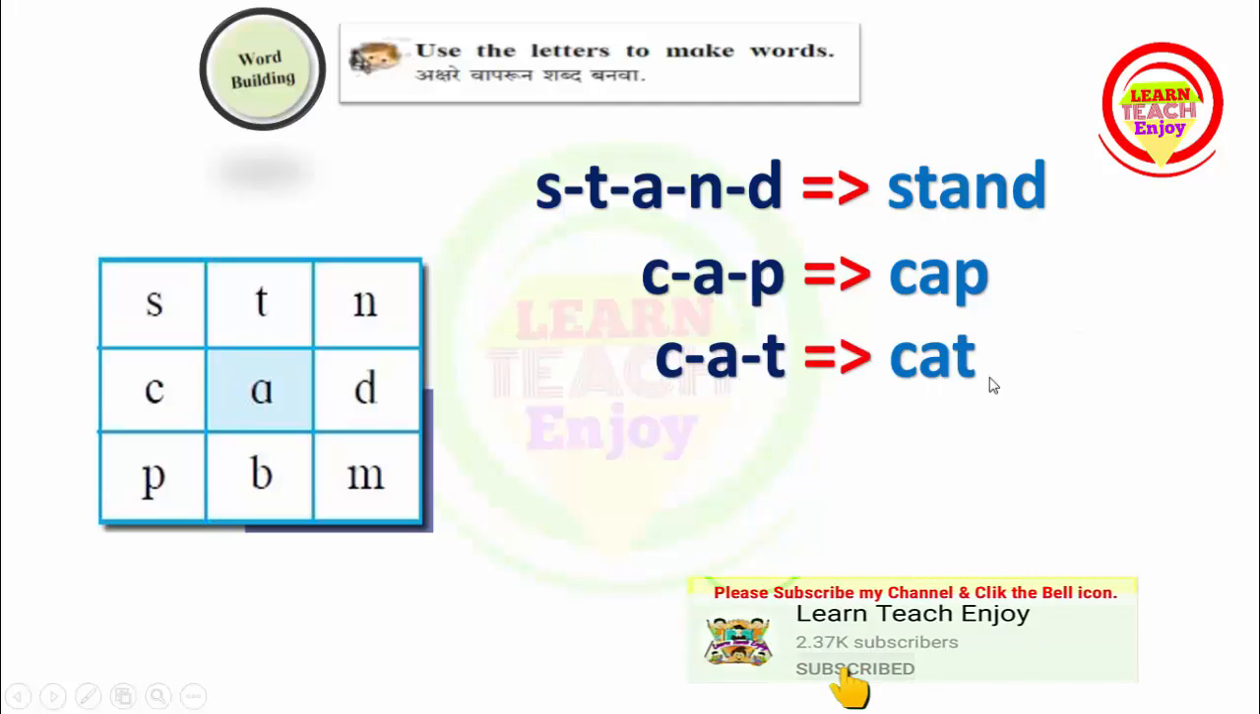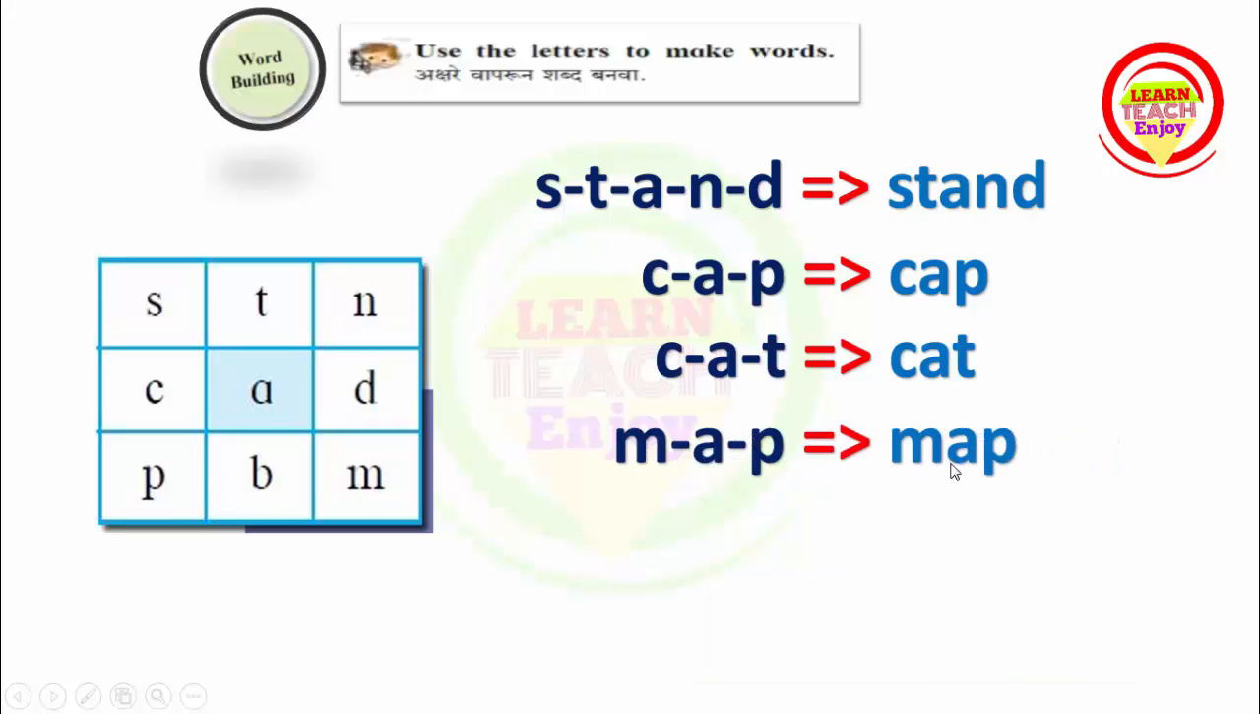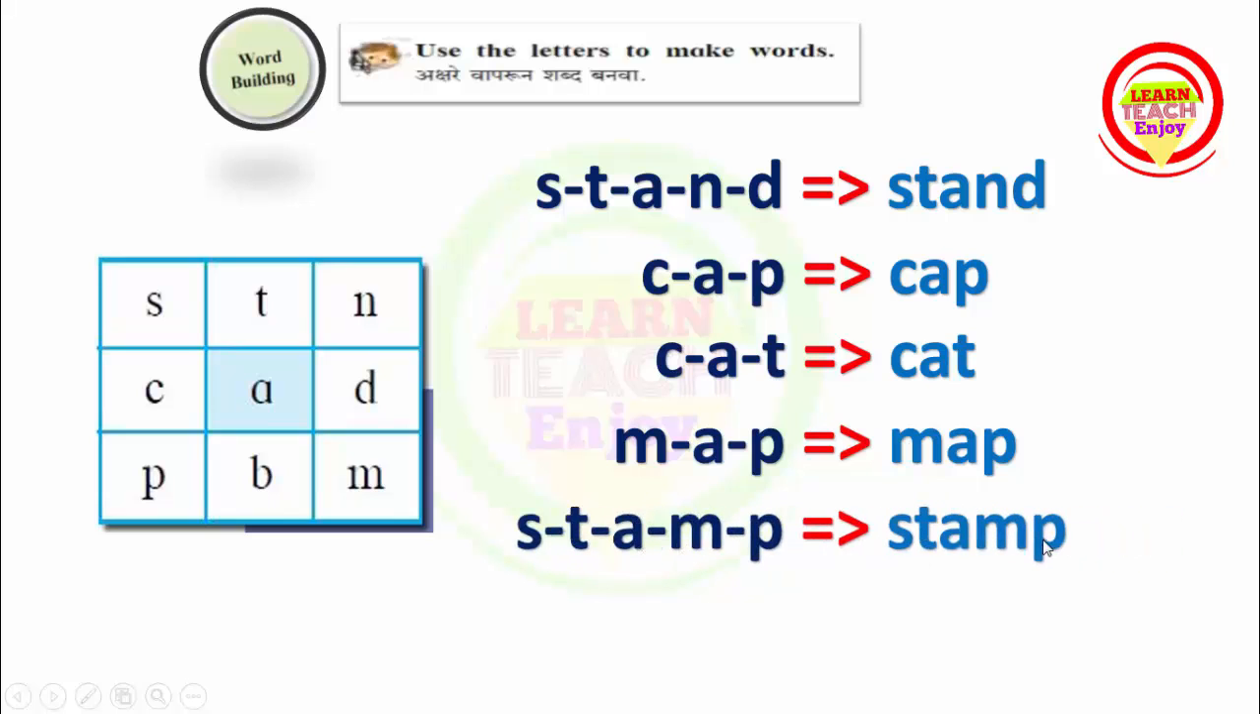Then we can make MAP, map. Map means nakasha. So we can write here MAP, map. Then try another word STAMP. So we can write here STAMP, stamp. Then another word ANT, ant. Ant means mungi. So we can write here ANT, ant. Like this you try to make many meaningful words here. These are only examples. Now try another chart.